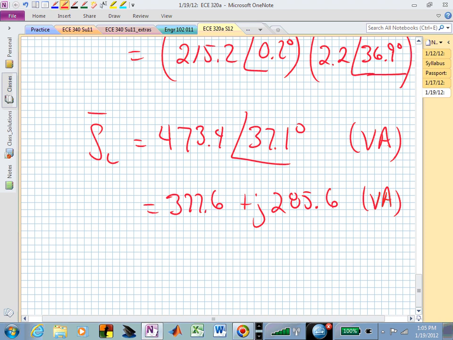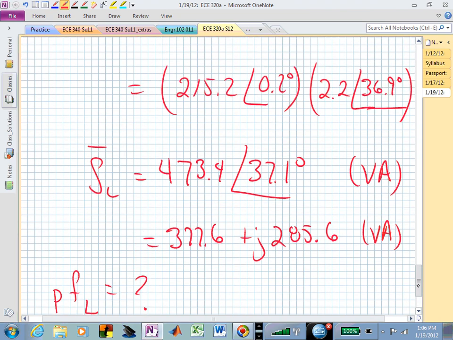If I pulled that out, I could say that I have 378 watts absorbed by the load, and I have 286 vars of magnetizing vars being absorbed. Is that something like what you obtained? What's the power factor of the load? How do you find that?